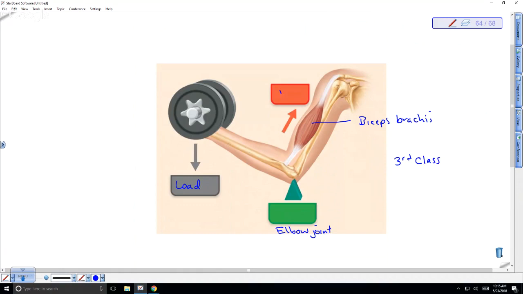So this would be my effort. This would be my elbow joint. This would be my fulcrum. And then the lower arm bones would be the lever. The radius and the ulna would be, in this case, the lever. Okay, so this is at a mechanical disadvantage, right? So it takes a lot of effort, more effort to lift that weight than the weight itself.